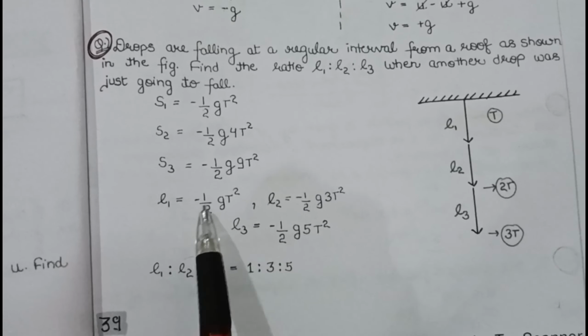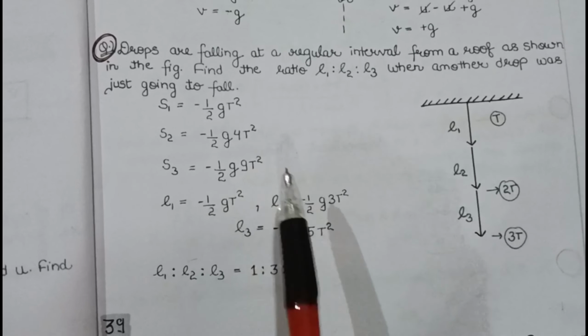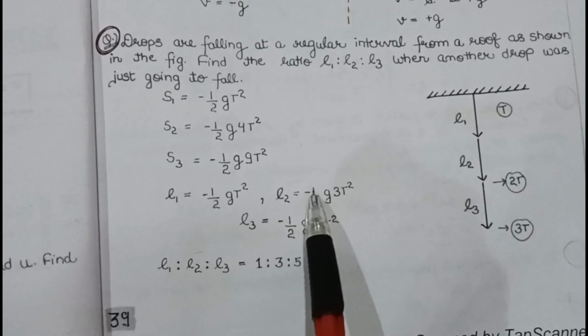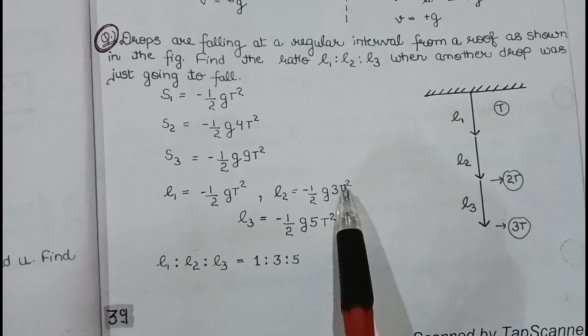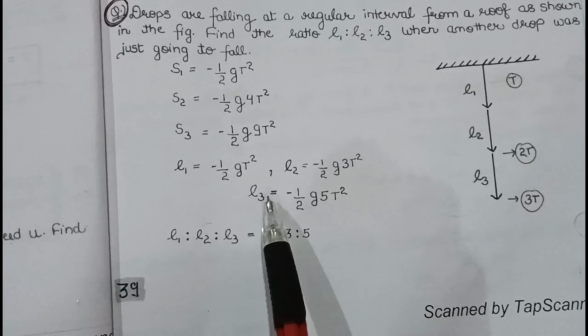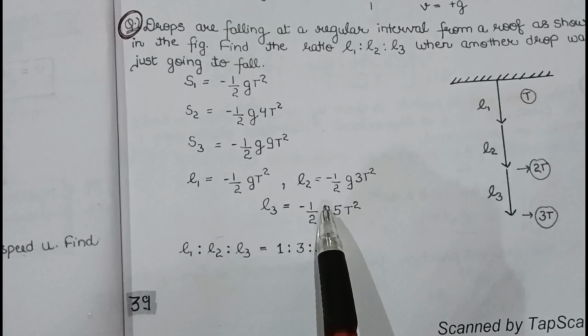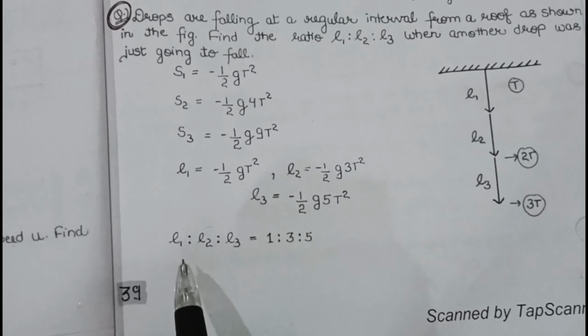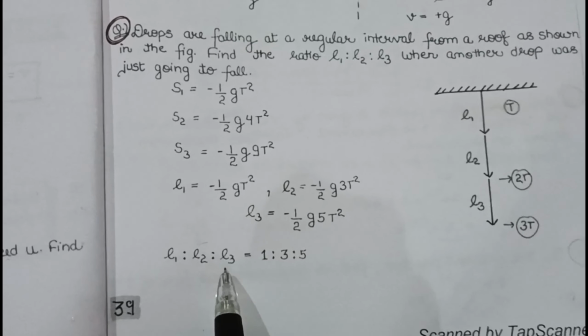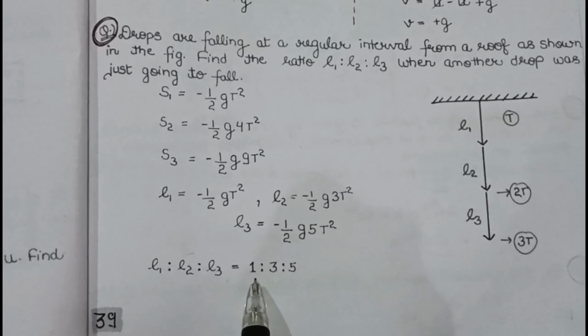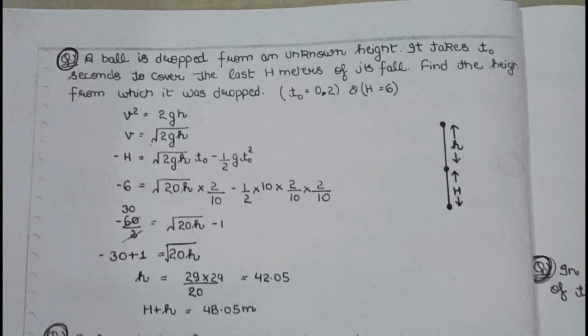L1 is equal to minus of half into gt square. L2 is equal to minus of half into g into 3t square. L3 is equal to minus of half into g into 5t square. Therefore, L1 is to L2 is to L3 is equal to 1 is to 3 is to 5.